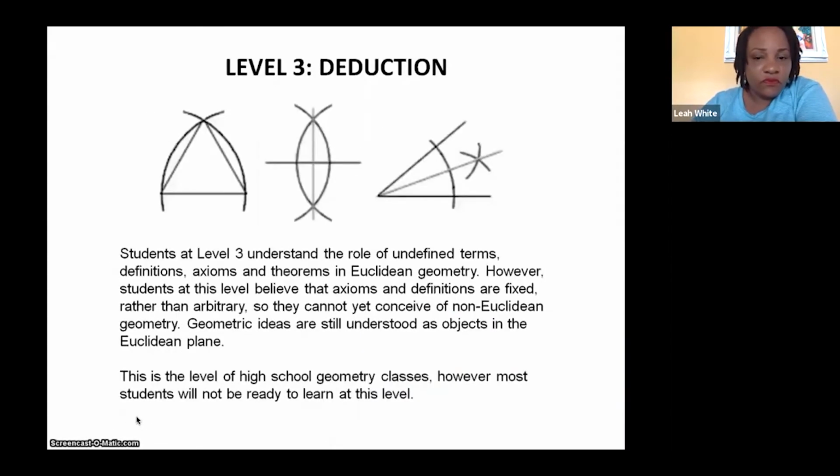Level 3 is deduction. Students at this level understand the role of undefined terms, definition of terms, axioms, and theorems in Euclidean geometry. However, they believe that these are fixed rather than arbitrary, and so they're not ready to deal with non-Euclidean geometries. Geometric ideals are still understood to be in the Euclidean plane. We'll learn more about non-Euclidean geometry in this class. Level 3 is the level of a high school geometry class. However, most students in high school are not ready to learn at this level. So if a teacher teaches at this level, the students may not be ready.